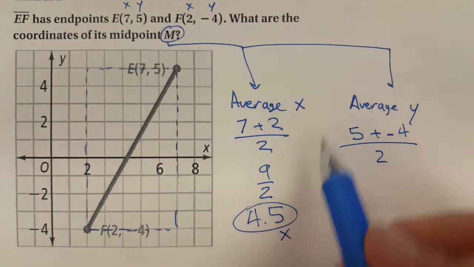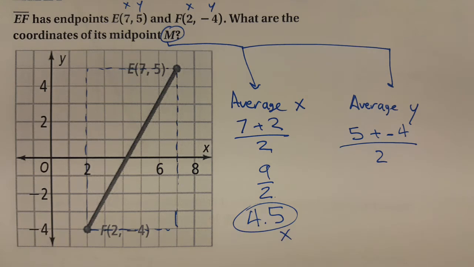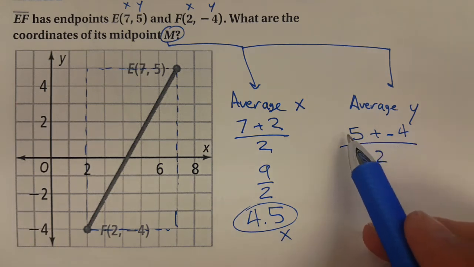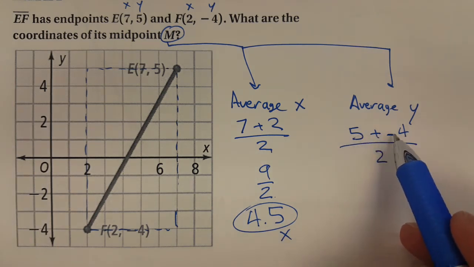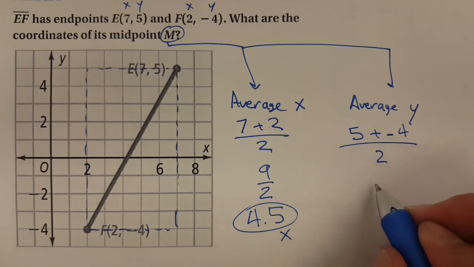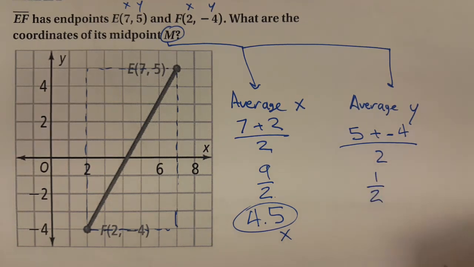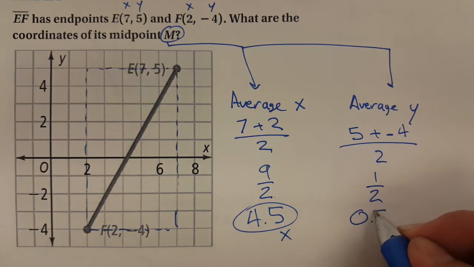So that's what we're trying to find. We're trying to find the midpoint. It's an x value and a y value. It's a coordinate point just like anything else. And then the average of these, let's see, 5 plus a -4 is a positive 1. 1 divided by 2 is a half, or you could say 0.5.